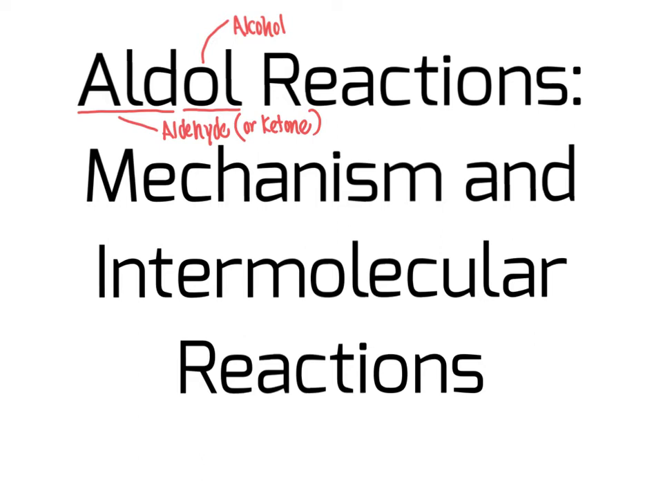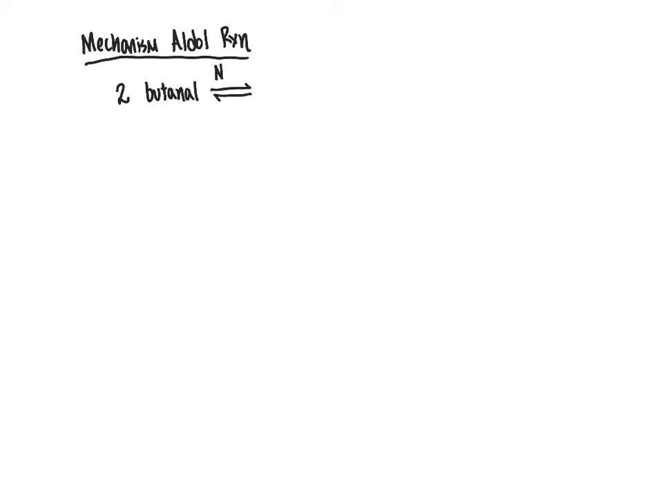So as we start into this, let's go ahead and take a look with no further ado at the mechanism for the aldol reaction. I'm going to do this mechanism by starting, as our starting structure, with two butanal molecules. So that is, of course, our 4-carbon aldehyde, as we remember from our days of learning about aldehydes and ketones. We're going to react that with sodium hydroxide as our base.